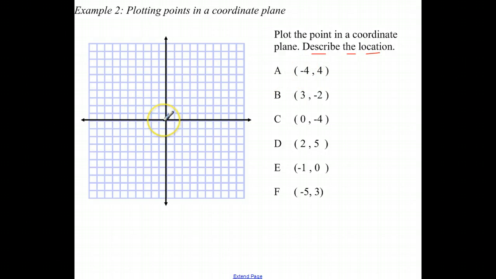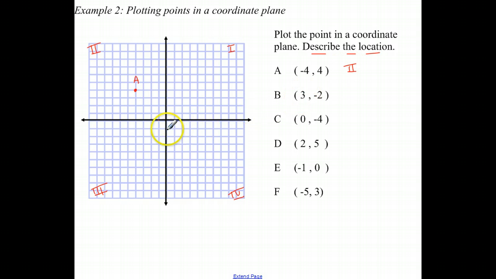Negative 4, positive 4. Negative 4 is our x term, which means I'm going to go to the left, 1, 2, 3, 4. And with a positive 4, I'm going to move up 1, 2, 3, 4. I'm going to label this point A. And remember, this was quadrant 1, this was quadrant 2, this was 3, and this was 4. So I would say that this is located in quadrant 2.